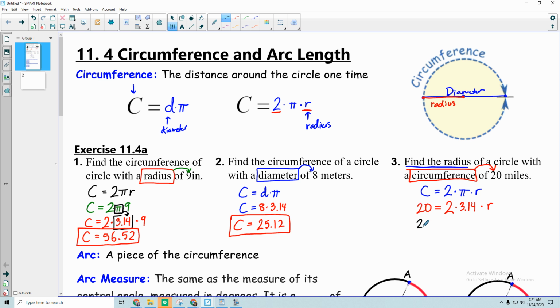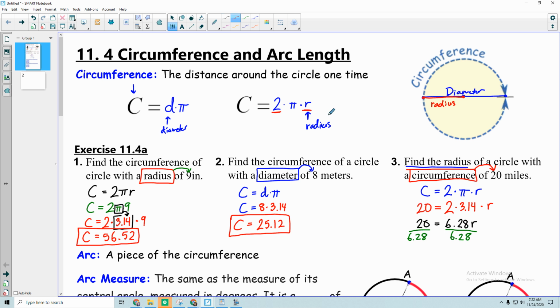So then, if I multiply, I'll bring the 20 down, and then I'm going to multiply 2 times 3.14, and I get 6.28 multiplied by R, okay? So at this point, I want to get them separated. I want to get R all by itself, so I need to do the opposite of multiplication, which is division. So I divide by 6.28, do that to both sides.